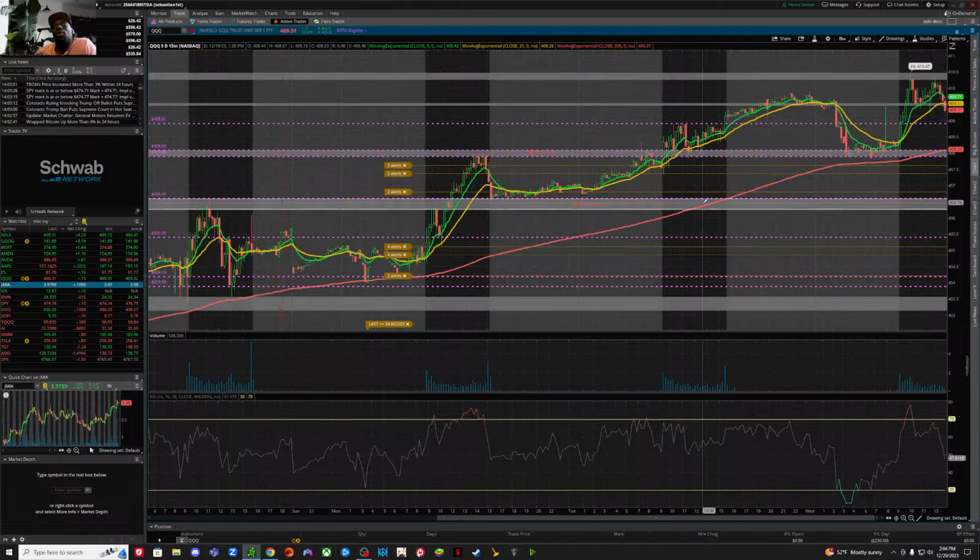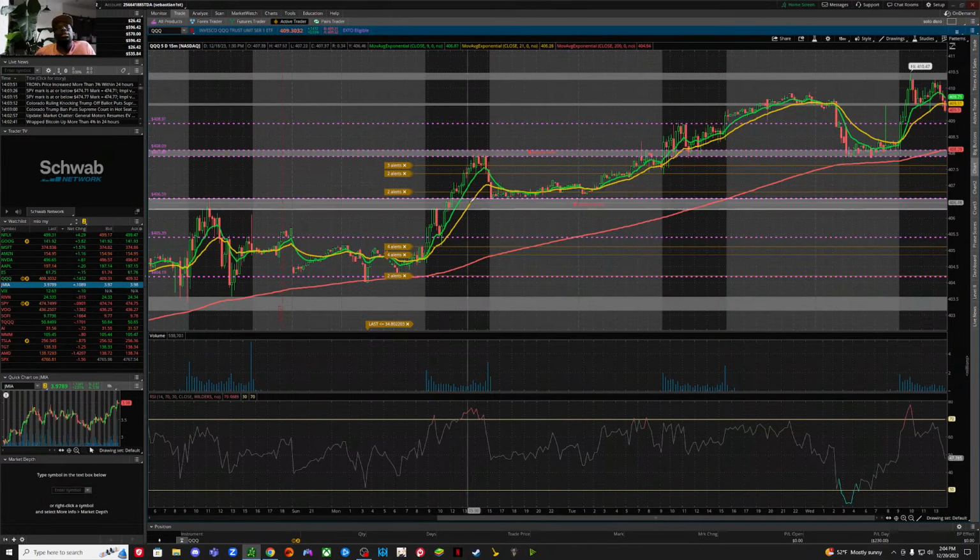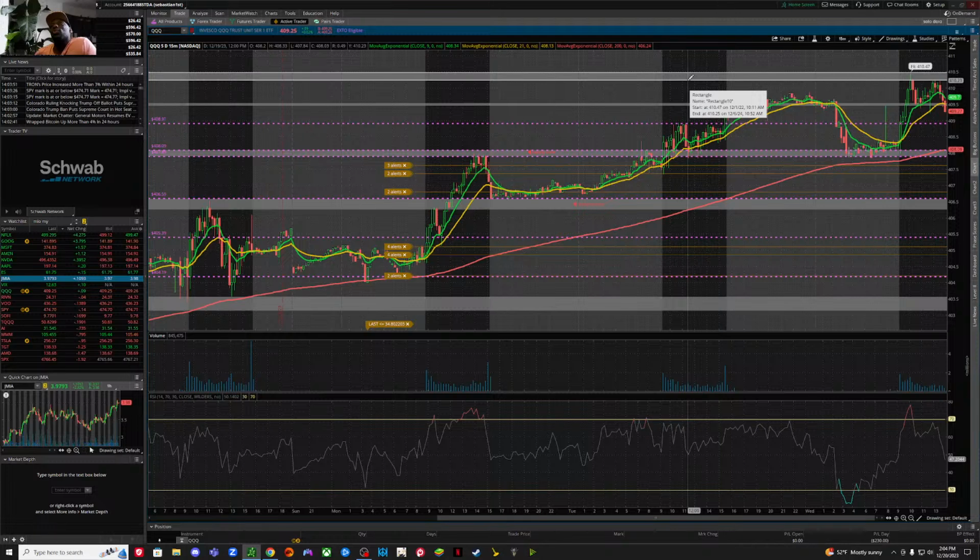We can remove all of these drawings. We can remove this level because we're not coming back down there anytime soon. So now we are safely inside of this zone here. So the zone is from 406.60 all the way up to 410.20, or 410.47 if you want to get to the actual max.